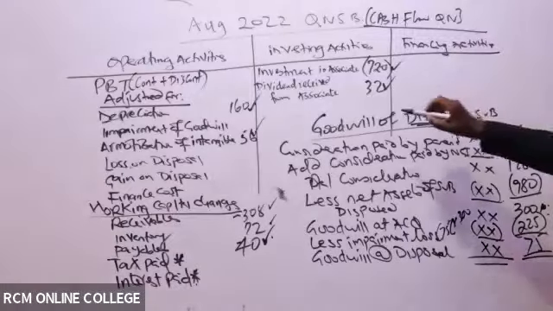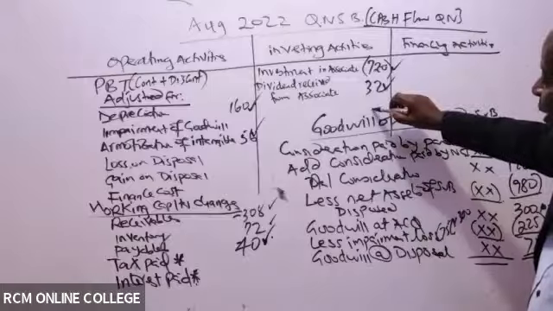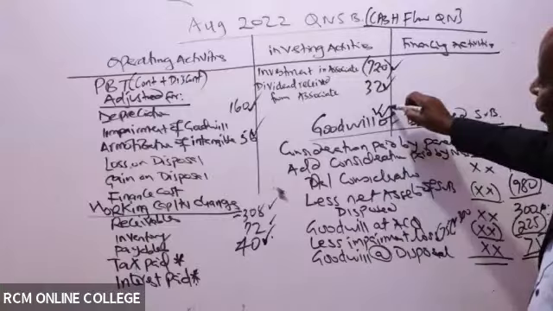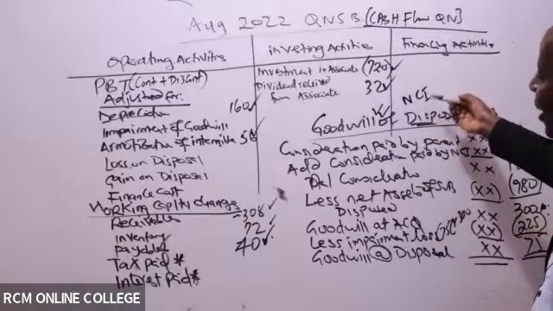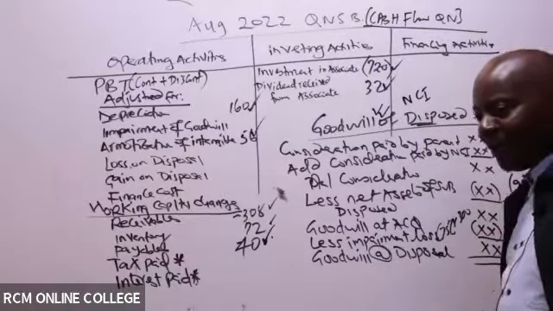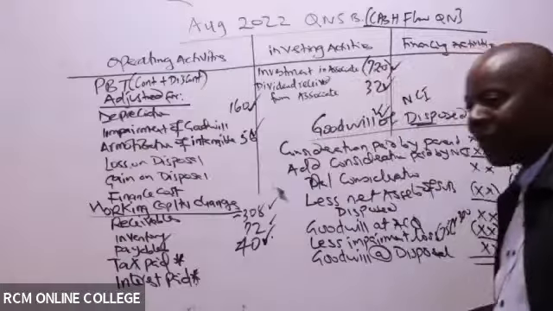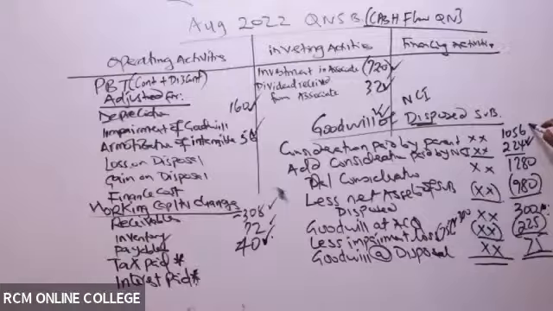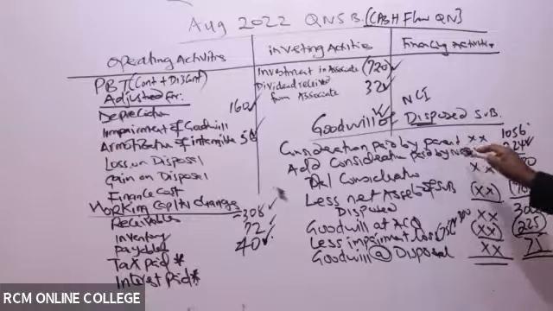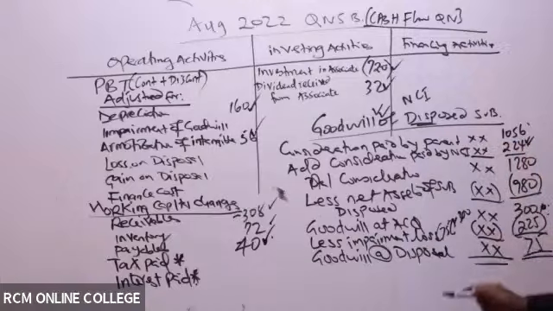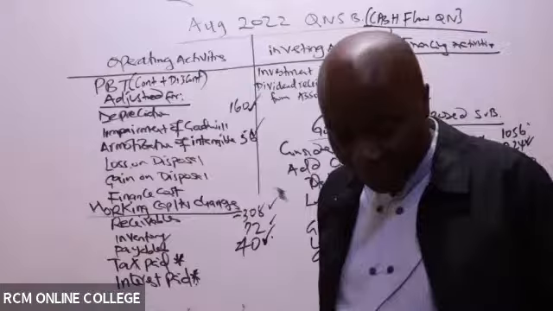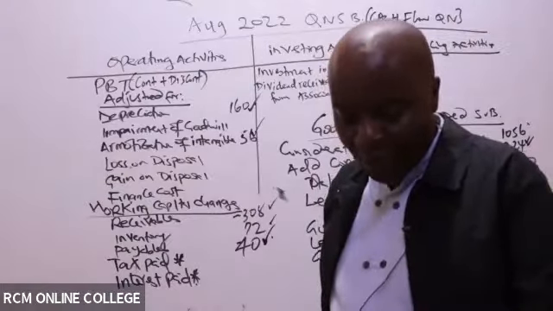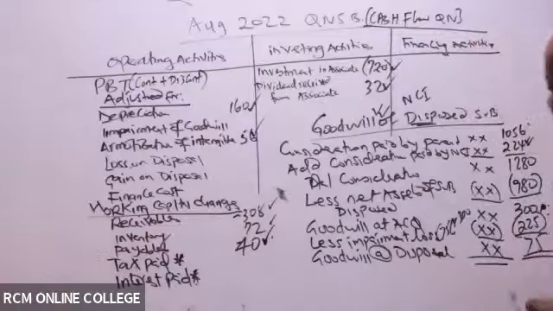Now, ladies and gentlemen, I know the natural partner of goodwill is NCI. Whenever you do goodwill, do NCI immediately. I repeat. Where is the problem? The consideration paid by the parent has been given in the question, from note number 1. How about NCI? NCI is in the same note. The fair value of non-controlling interest at acquisition was 224. Are you able to see that figure?